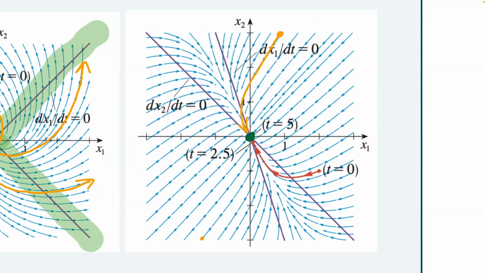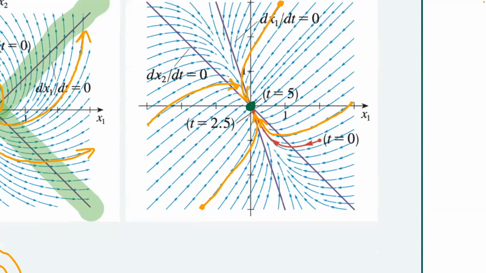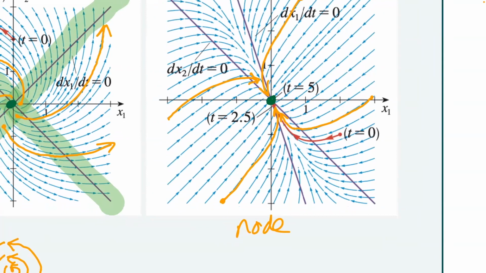If I start over here, again, moving towards the origin, regardless of where I start in this case, I always end up at the origin eventually, okay? So because we approach this without spiraling in, this is a node. And in this case, it happens to be a stable node. And it's stable because we're moving towards the origin. If we had trajectories just moving away from the origin, it would be an unstable node.